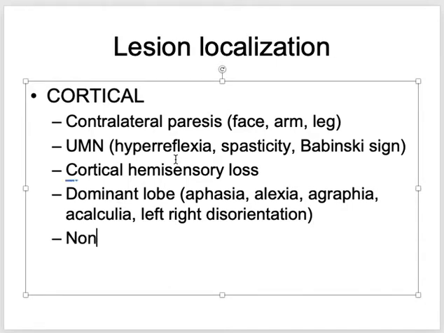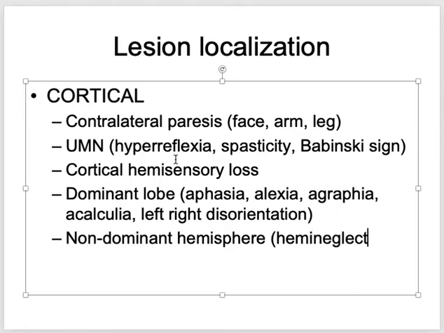And when the non-dominant lobe is involved, for example, someone who is right-handed and has a stroke with left side of the body affected, it means the right lobe is affected. So we call it non-dominant hemisphere involvement, right? So they present with hemineglect. They neglect half of the body, they neglect half of the space.